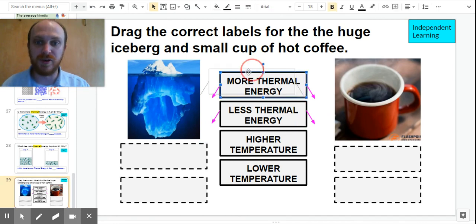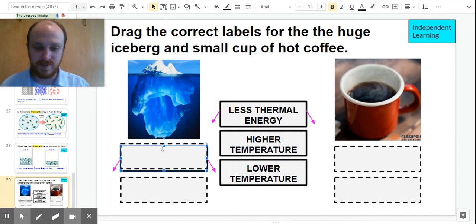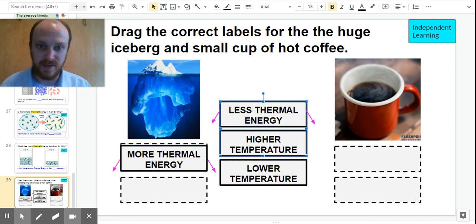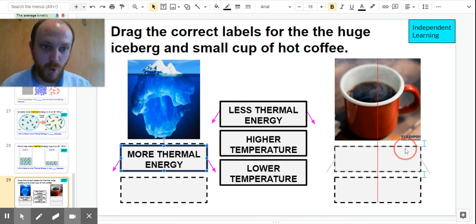Which one has more thermal energy? You're gonna drag it. Is it this one? Is it those? Make sure they show up on top. Or is the more thermal energy over here? I don't know. You decide.